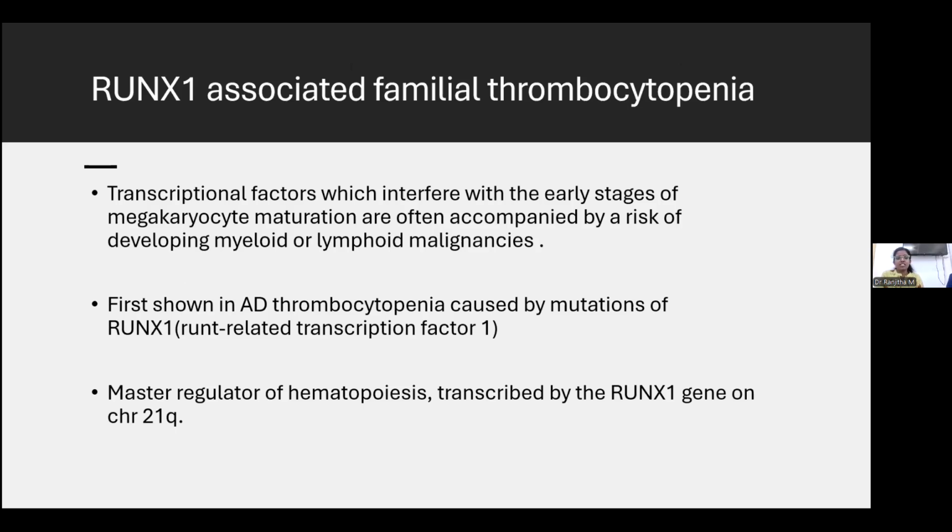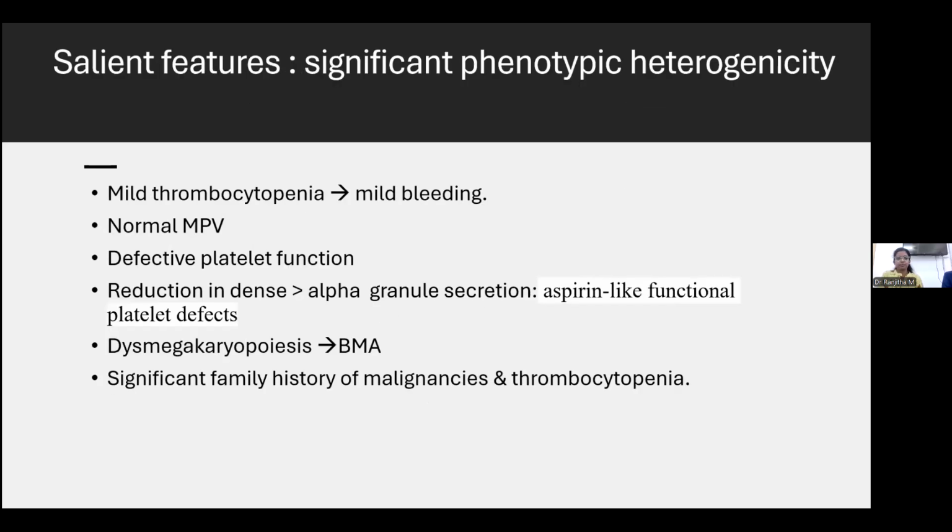So what is this RUNX1? It is a transcription factor which interferes with the early stages of megakaryocyte maturation and is often accompanied by a risk of developing myeloid or lymphoid malignancy. It was first shown in autosomal dominant thrombocytopenia that these mutations can also lead to myeloid or lymphoid malignancy. And this RUNX1 is the master regulator of hematopoiesis, which is transcribed on chromosome 21q.